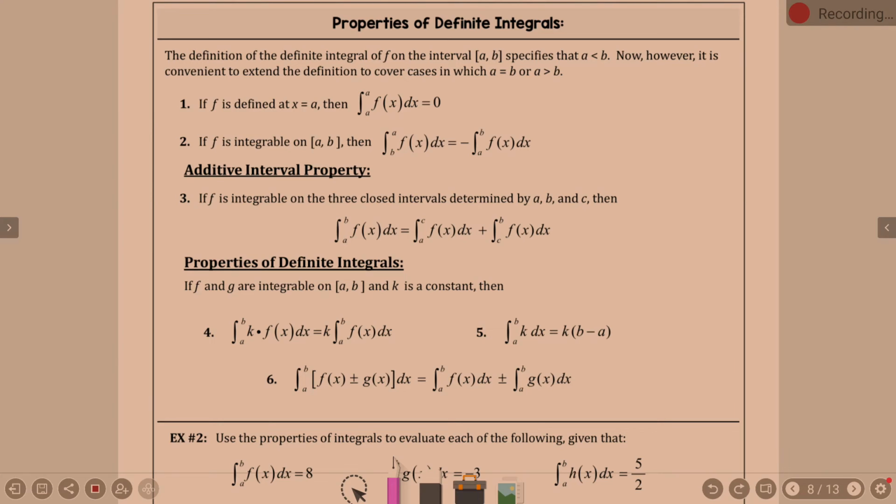Additive property. This is what we just did. The integral from a to b is equivalent to the integral from a to c plus the integral from c to b. So notice, what do you see here? No pun intended. The c's are overlapping, right? So if you're going from a to c and c to b, c is some value in between a and b, then this is the same as the integral from a to b. That's a very handy one to have.